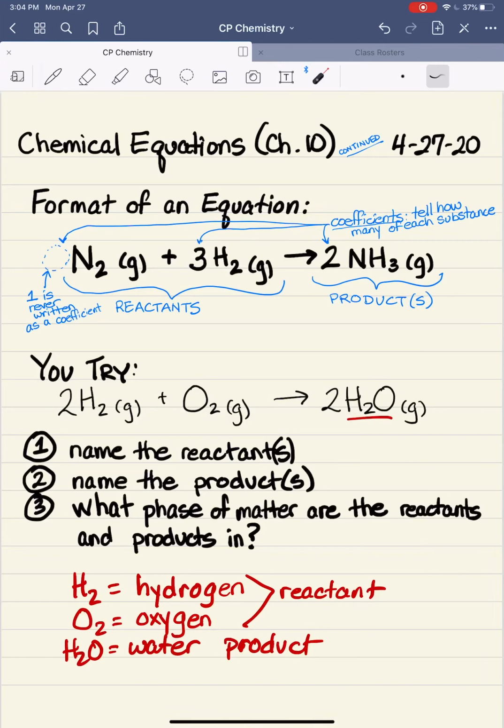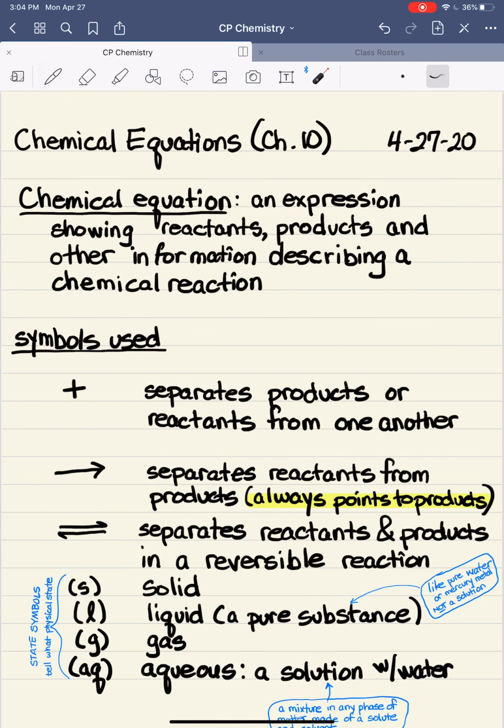Hello, everybody. We're going to talk now about chemical equations. Chapter 10 is all about chemical reactions and chemical equations, but we can't really talk about them until we know what to do with them. All right, there we go. Let's start at the beginning.